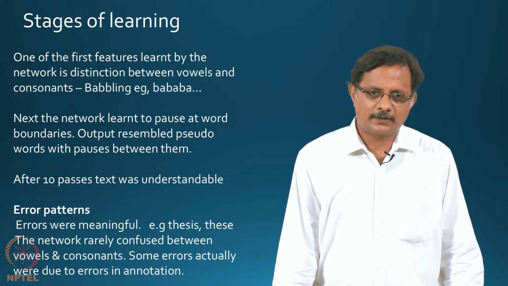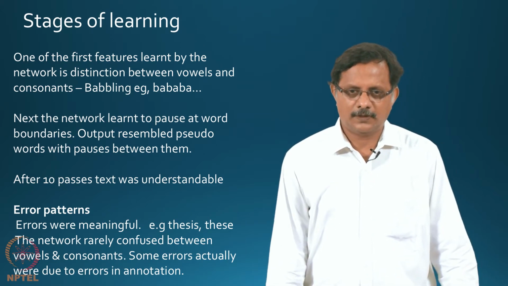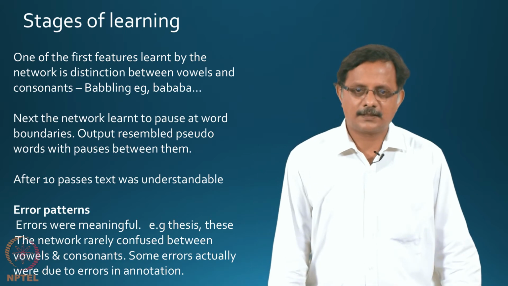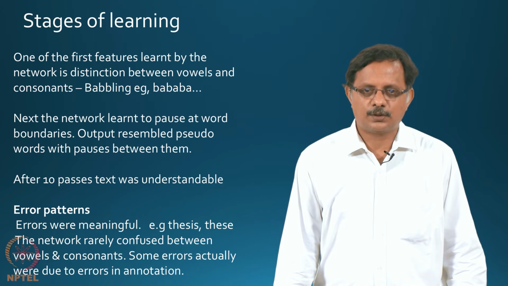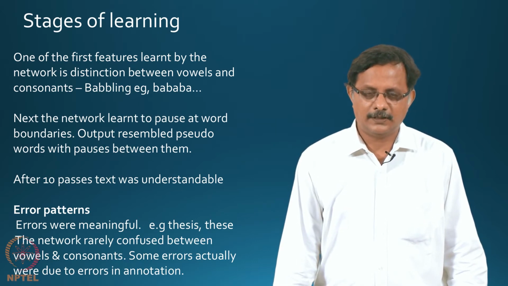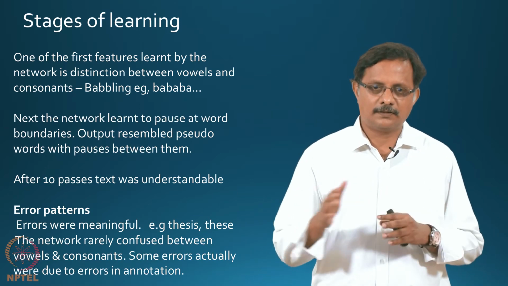And the error patterns that are exhibited by the network are also quite meaningful. For example, if the word thesis is given, the network output might go something like this, which is very close to thesis, and it also rarely confuses vowels and consonants. So, it is very clear that it is distinguishing vowels and consonants.